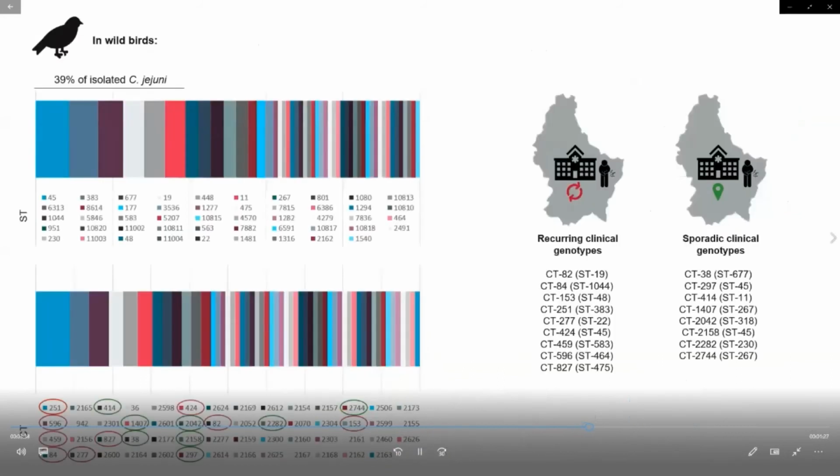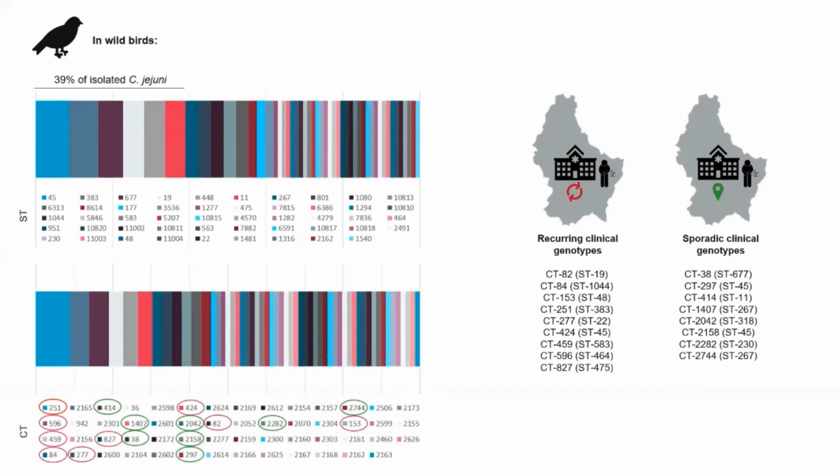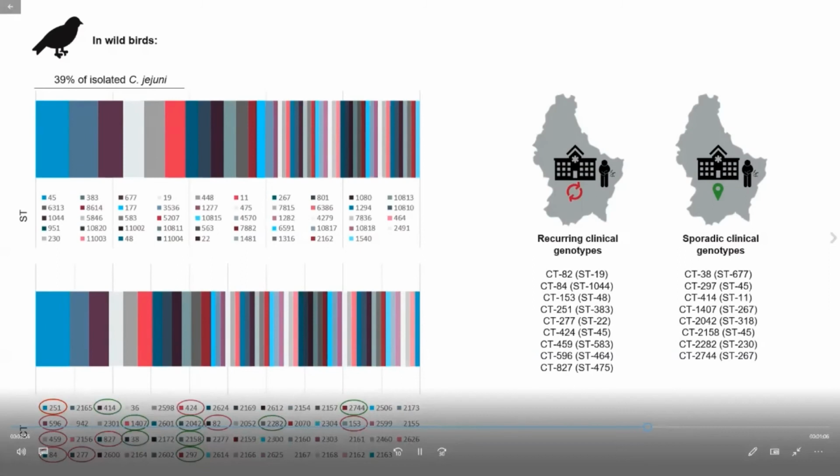The barcodes represent the proportion of each sequence type and complex type encountered in wild birds. 39% of isolated Campylobacter jejuni belong to only 6 sequence types. Several complex types found in wild birds are known as recurring or sporadic human genotypes in Luxembourg clinical isolates. For example, the red circle corresponds to recurring genotypes, whereas the green circle surrounds sporadic ones.